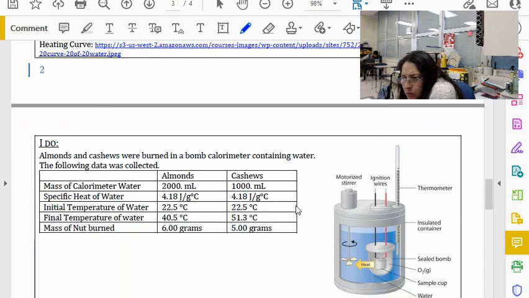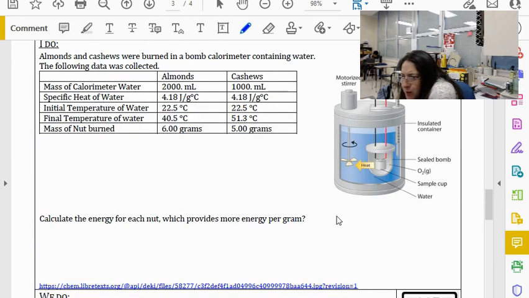Okay, so we've got, this is what one of those bomb calorimeters looks like, the more fancy type. Again, this is what they would use in industry. We just use styrofoam cups. Okay.